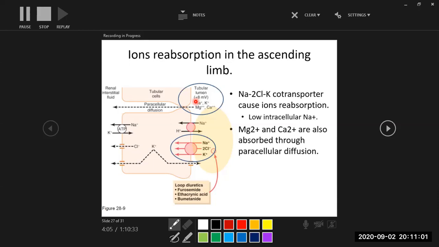Magnesium is also very important. Where do we reabsorb it? We don't pee it out, we reabsorb it. Where? The ascending limb of the loop. I won't quiz you on this one though, because I don't want to give you too much pressure. But this one I want to quiz you on: the sodium 2-chloride potassium co-transporter is the channel for sodium reabsorption in the ascending limb of the loop of Henle.